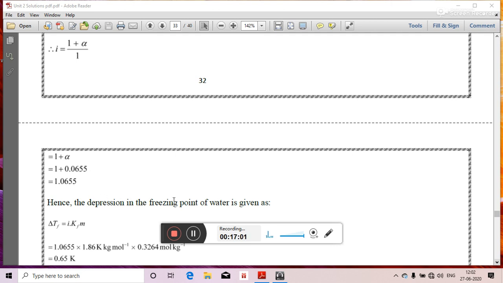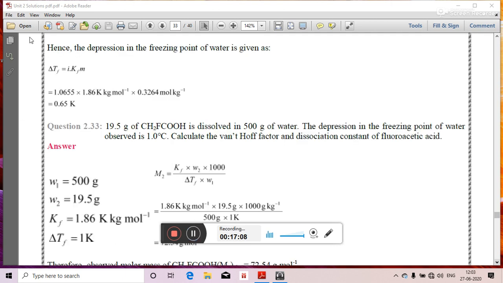Now we have to find the depression in the freezing point of water. Delta Tf is equal to i into Kf into m. We have found i as 1.0655, Kf is 1.86, and the molality is 0.3264. So our final answer for delta Tf, the depression in freezing point, is 0.065 Kelvin.